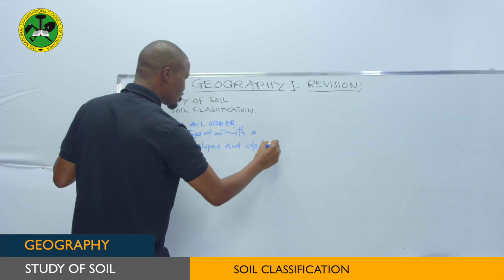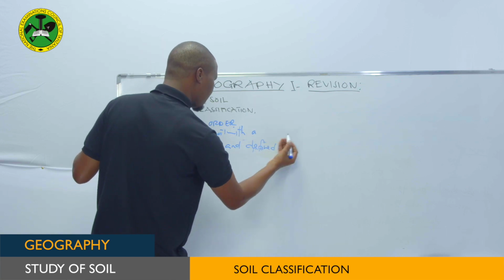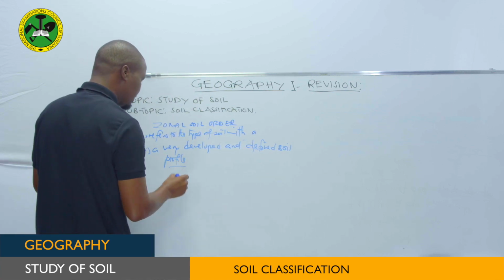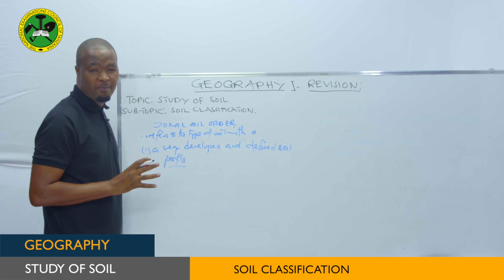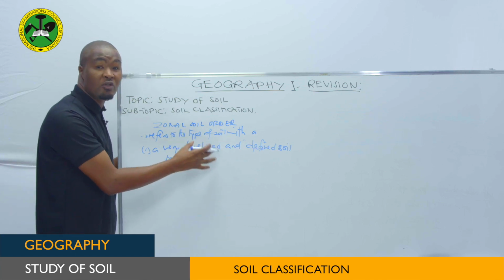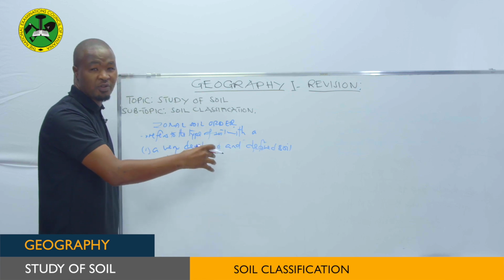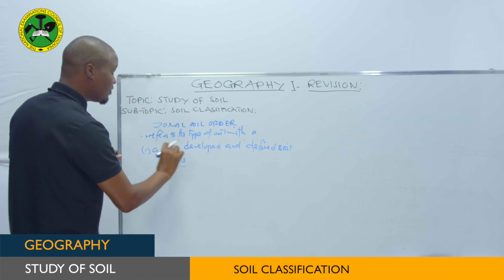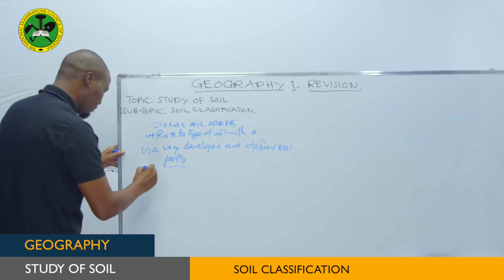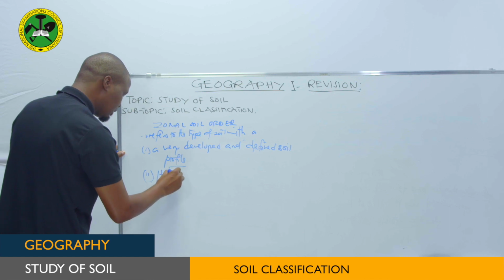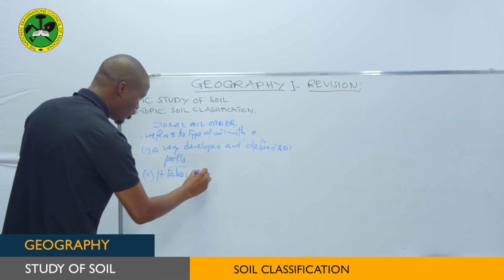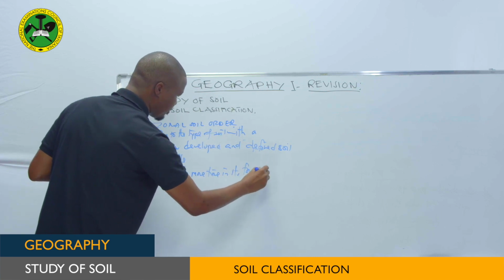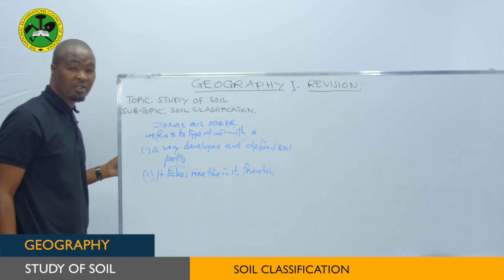It means it is a type of soil with a clear soil profile. It is a soil profile with all the horizons and other layers of the soil profile. That's why we say it refers to the type of soil with a very developed and defined soil profile. Also, it takes more time in its formation. Are we together? It is the type of soil which takes more time in its formation.